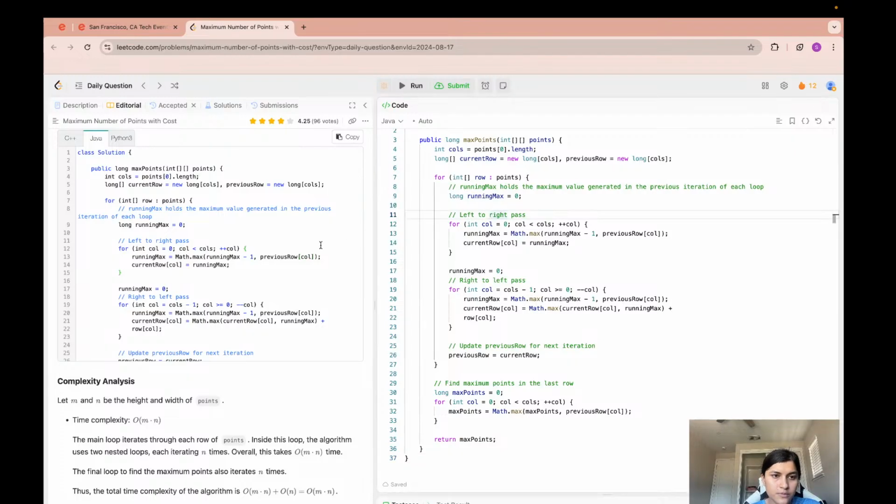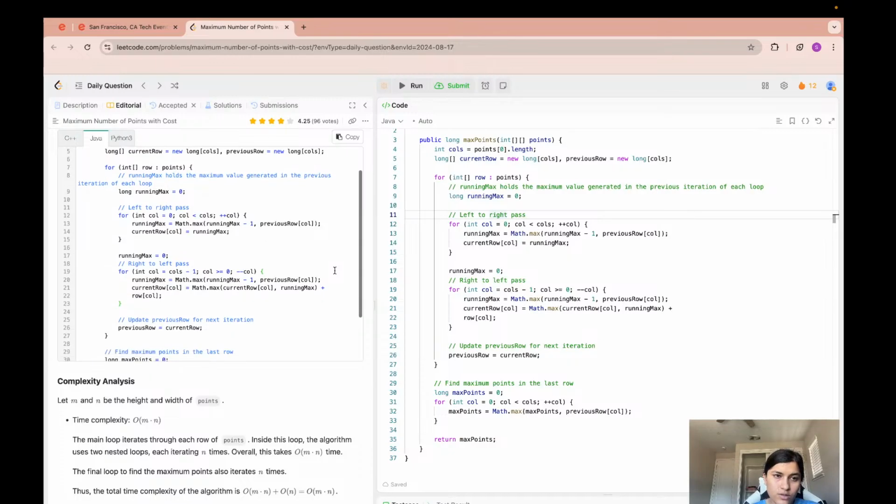It's copying the solution, but I think I was really close to it. This is what I thought about as well. I was just taking one row at a time and then looking at the other row, and for every row, for calculating the highest number, that's what I was doing here.